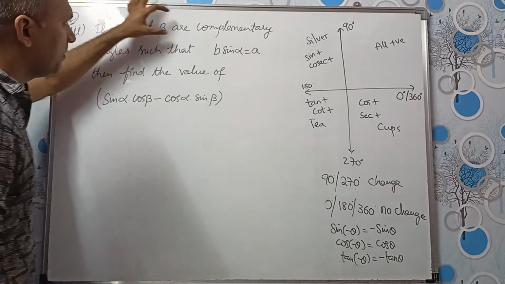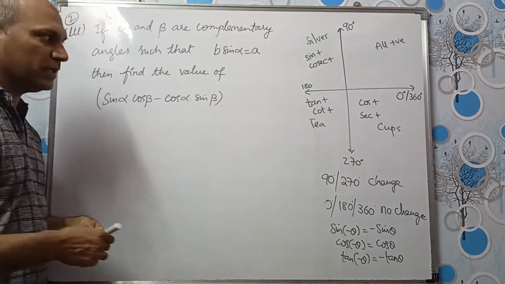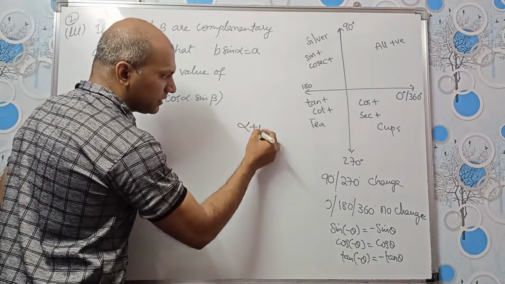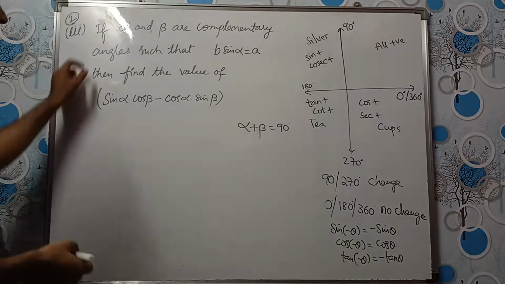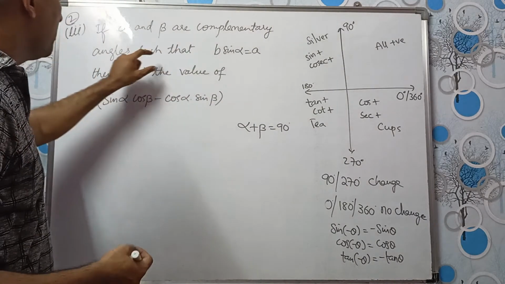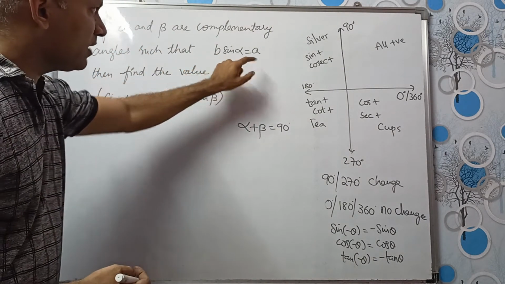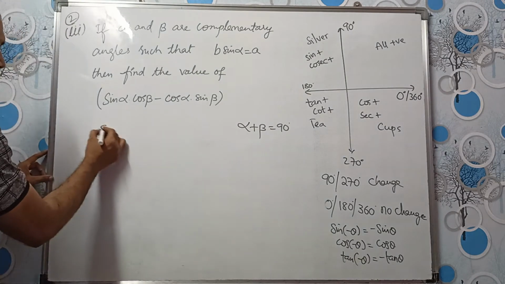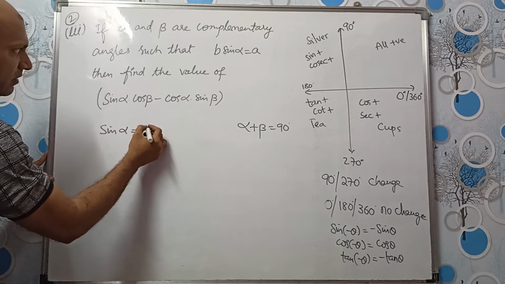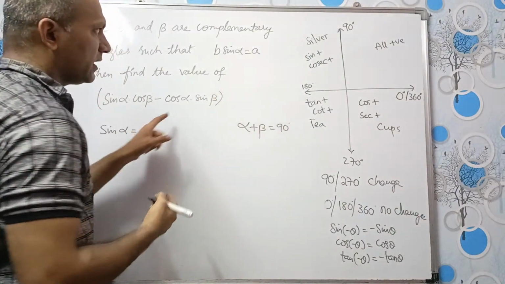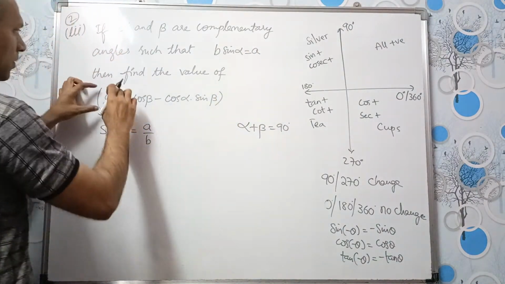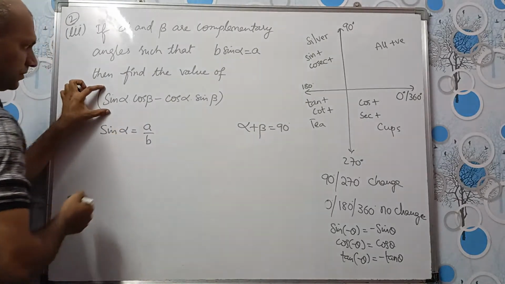Okay. We have an interesting question here. If alpha and beta are complementary angles, what are complementary angles? Complementary angles are angles whose sum is 90 degrees, right? So alpha and beta are complementary angles such that b sine alpha is equal to a. So we can write sine alpha as a by b. This b goes to the denominator, right? Sine alpha is a by b. Then find the value of this.